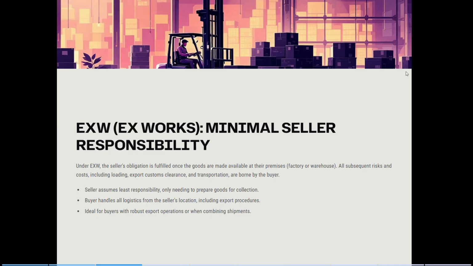The next one is EXW, or Ex Works, which represents the minimum responsibility for the seller. Under this term, the seller only needs to make the goods available at their premises, such as a factory or warehouse. From that point on, all costs and risks are borne by the buyer, including loading, export customs clearance, and transportation. EXW is best suited for buyers who have strong logistics and export capability.